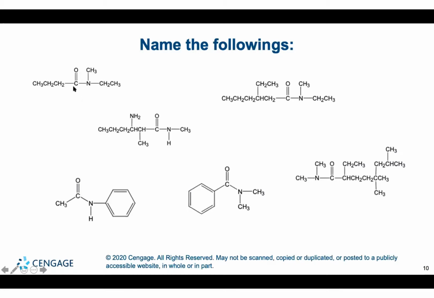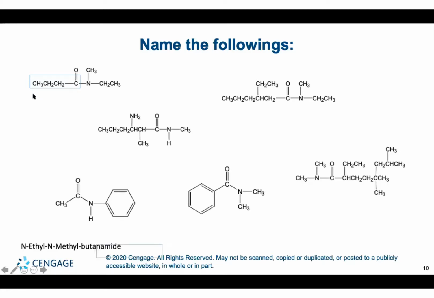Here we have an amide, that's the carbonyl group directly attached to nitrogen. So I'm going to find the longest chain. Here, 1, 2, 3, 4. Should I include this one here as part of the longest chain? No, because nitrogen is not a carbon. So this is not part of the longest chain. So we start numbering from the carbonyl group, 1, 2, 3, and 4.